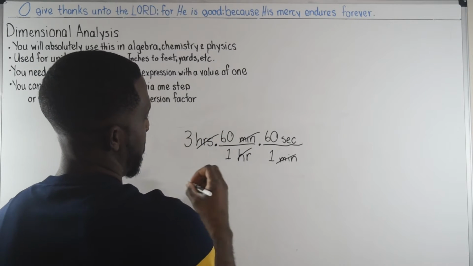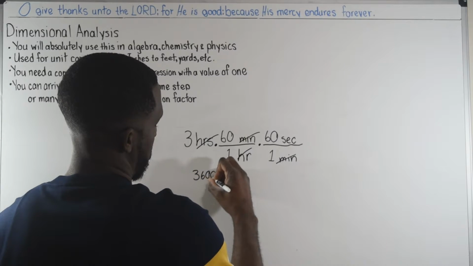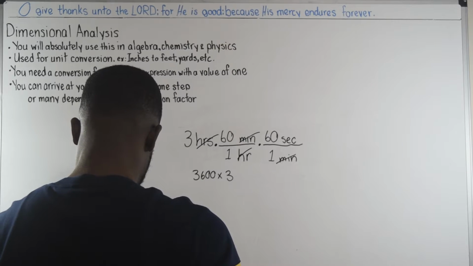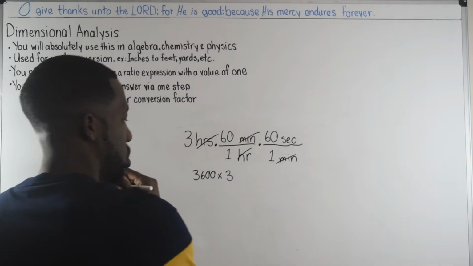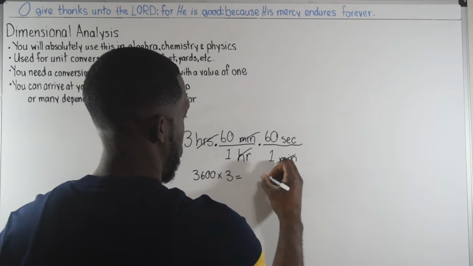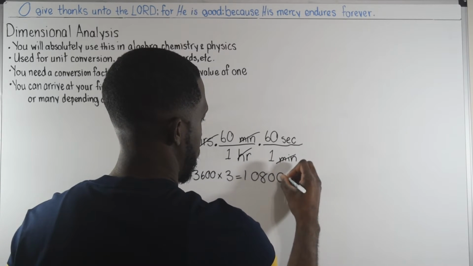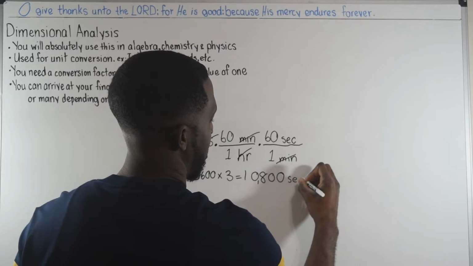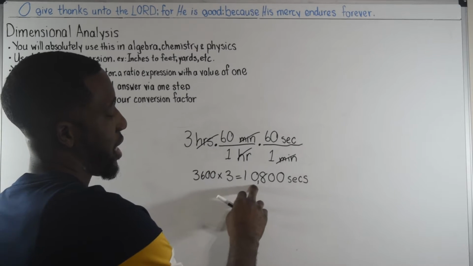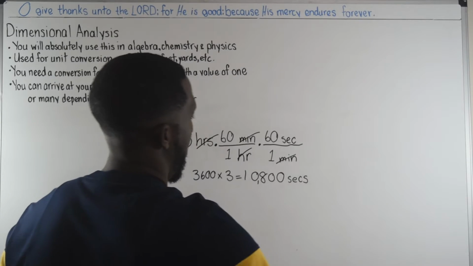So now I have 3,600 times 3, and that equals 10,800. So that's 10,800 seconds in 3 hours. Again, that's 10,800 seconds in 3 hours. Okay, that was easy.